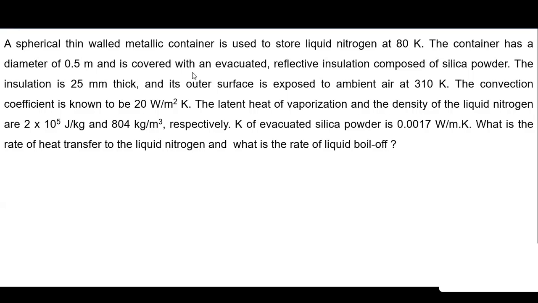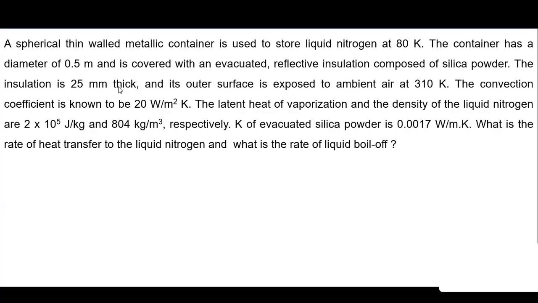Now note these things, very important. Evacuated reflective insulation. It is composed of silica powder. So the powder form insulation is there, which is evacuated completely. The insulation is 25 millimeter thick, and its outer surface is exposed to ambient air at 300 K. Sorry, 310 K, which means almost 37 degrees Celsius, normal atmospheric temperature.